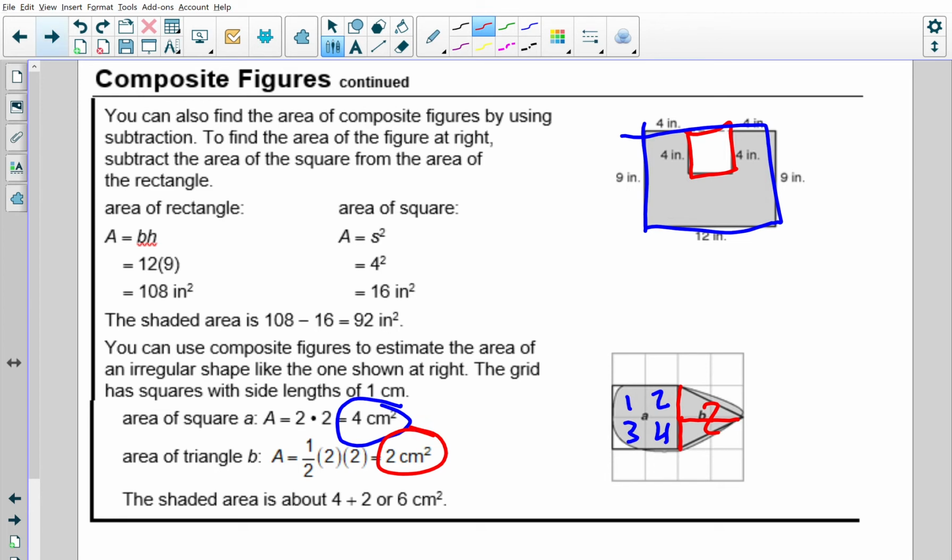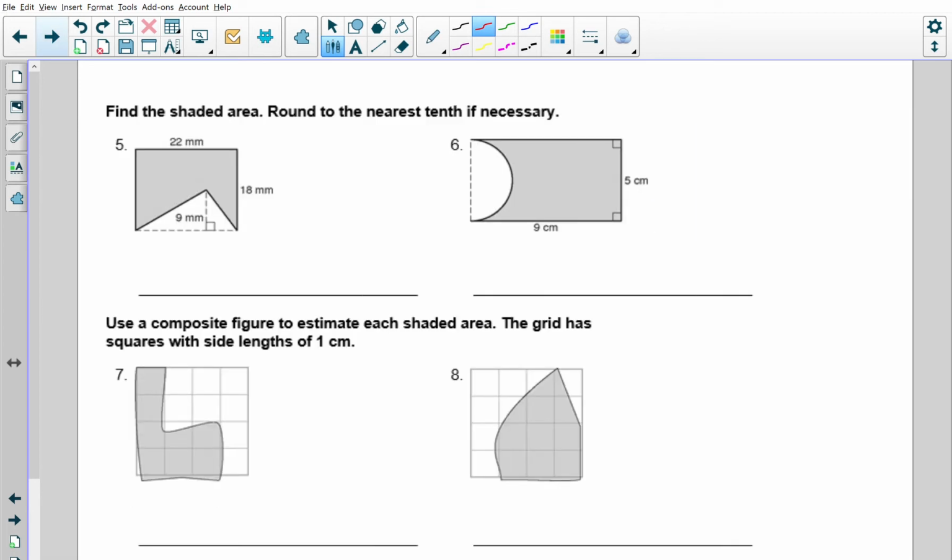Let's take a look at a couple examples. Find the shaded area. So immediately I would calculate the area of the whole rectangle, and then we want to subtract out that. Okay? Let's start by doing the area of the whole rectangle, which is 18 by 22. What does that equal? 396. So the whole thing is equal to 396. So we want to subtract whatever this is.